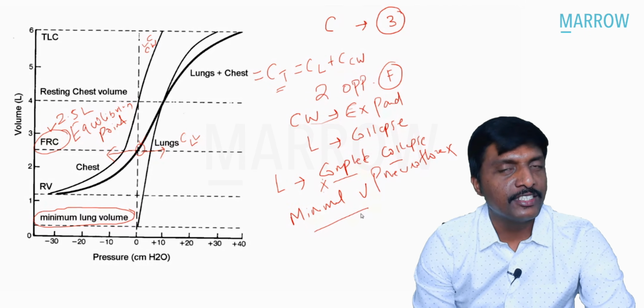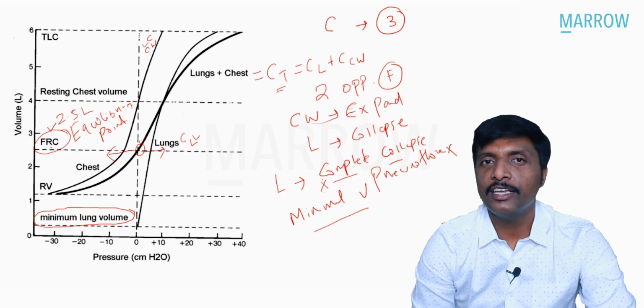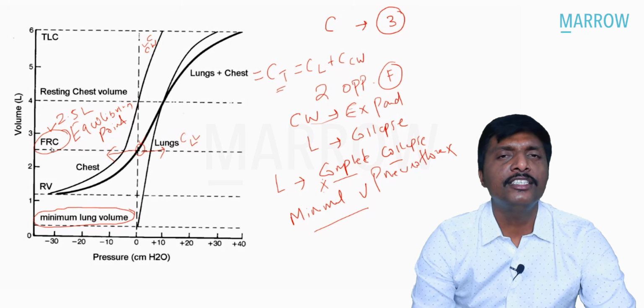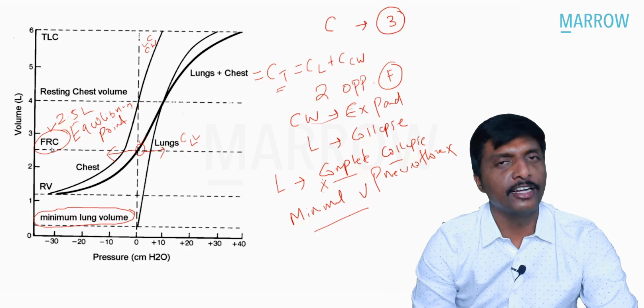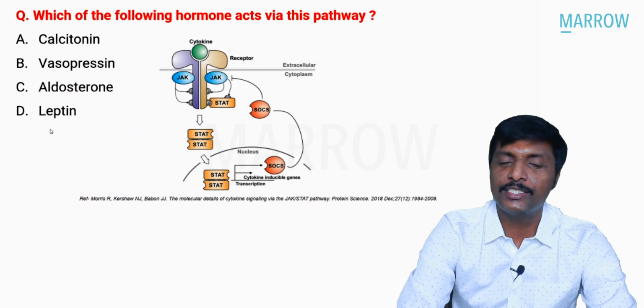Two important questions asked before here. Both these opposing forces come to equilibrium at FRC. Second question, completely collapsed lung still encloses some volume of air, that is minimal volume. Simple. Now, let's look into the next question.